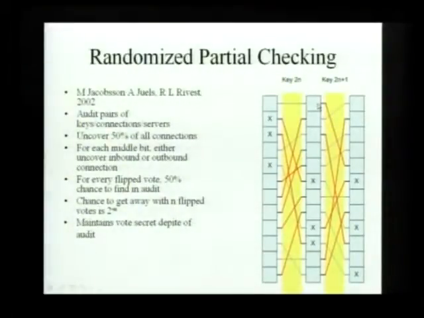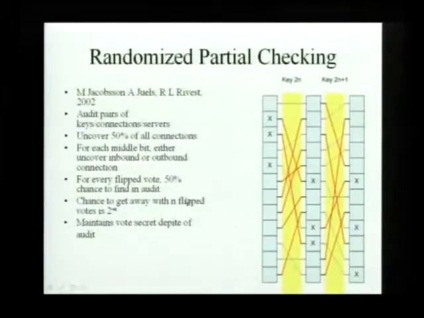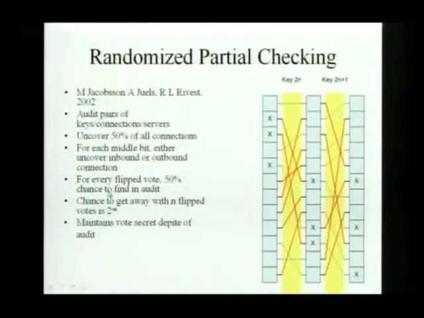And so if somebody changes something, you have a 50% chance to detect it, because you either have to change it here, or you have to change it here to tamper with the outcome. So for every vote flip, you have a 50% chance to find that in the audit. So to get away with n flipped votes, you have a probability of 2 to the minus n, and with a relatively low n, this is already a relatively low chance. So it maintains the secrecy of the vote despite an audit.